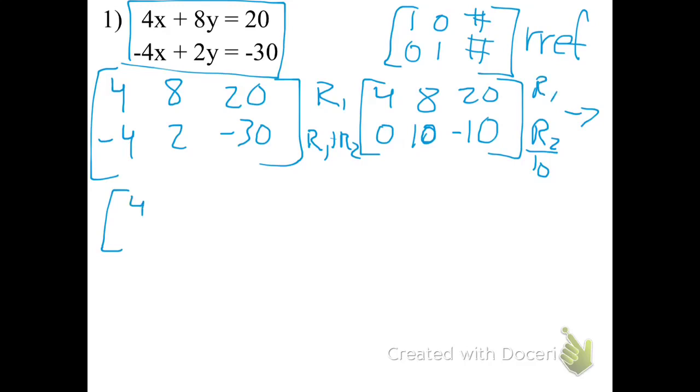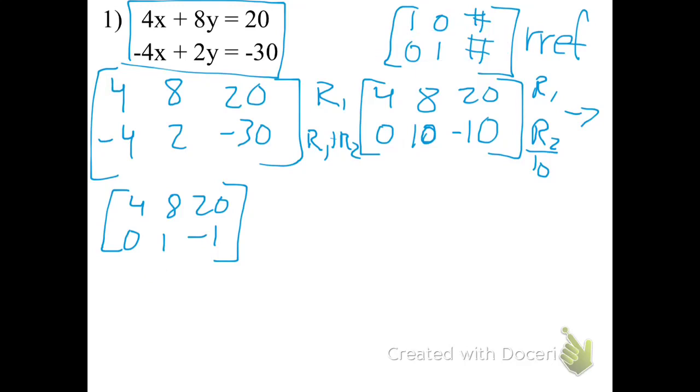So the first row is still 4, 8, and 20. The second one: 0 divided by 10 is 0. 10 divided by 10 is 1. And negative 10 divided by 10 is negative 1. So now at this point, on the bottom here, I'm making a lot of progress. I got a 0 in front, which is what I'm looking for, and I have a 1 here, which is what I'm looking for. So I'm off to a really good start.